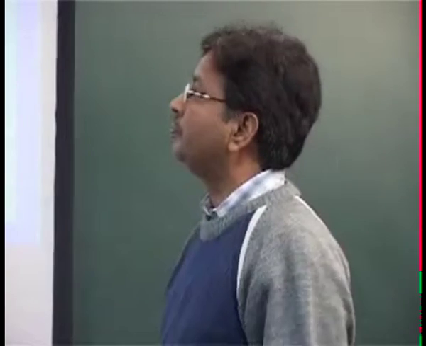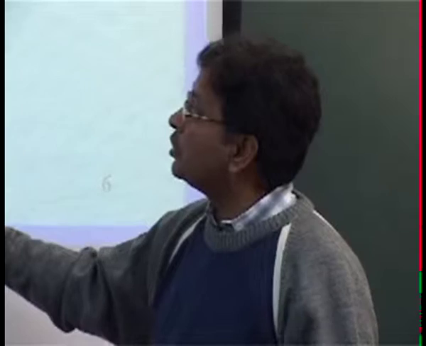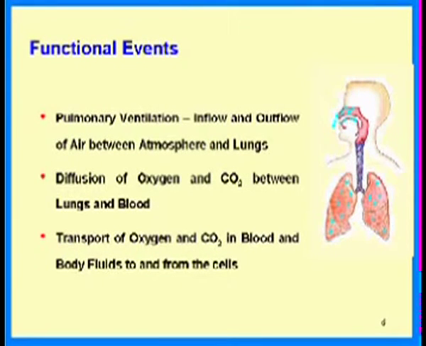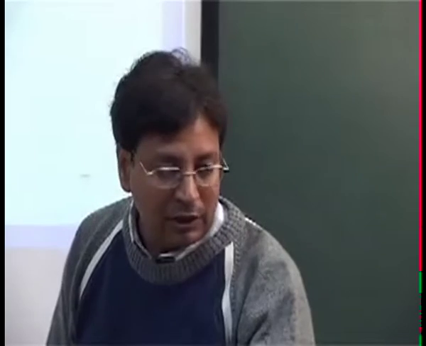So what our lungs are doing is pulmonary ventilation, that is inflow and outflow of air between the atmosphere and lungs. It is responsible not only for inflow and outflow, it is also responsible for the diffusion of oxygen and CO2 between lung and blood. That's very important. Transport of oxygen and CO2 in the blood and body fluids to and from the cells, this is the lung cell. We'll see how it happens, so that we have the clarity.